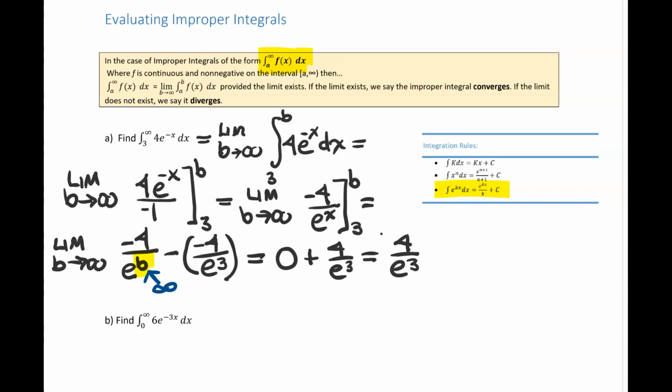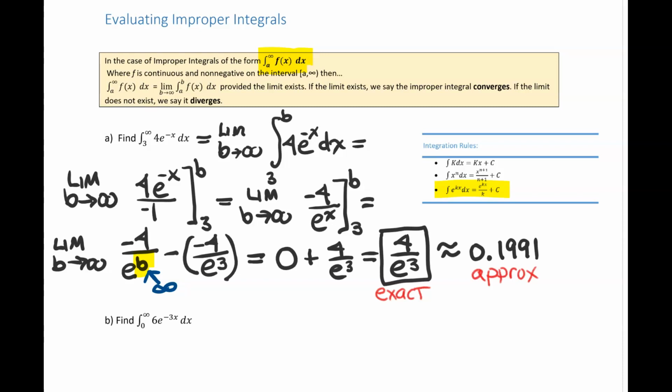Now notice I dropped the limit because I've evaluated that, and then here's my answer, 4 over e cubed. Now that's the exact value of this improper integral. If you want, you can type it in a calculator and get the approximate decimal, which is something around 0.1991. So just depending on whether your instructor wants an exact value or an approximation, you can decide. Alright, so that's how we evaluate an improper integral.